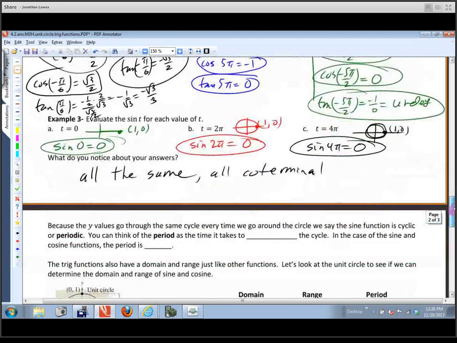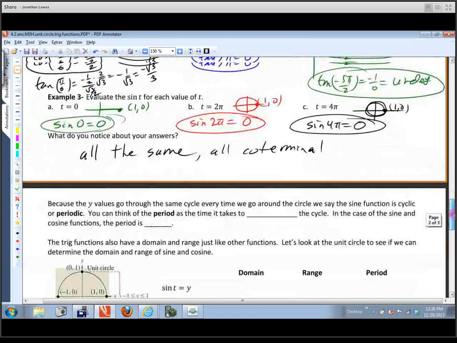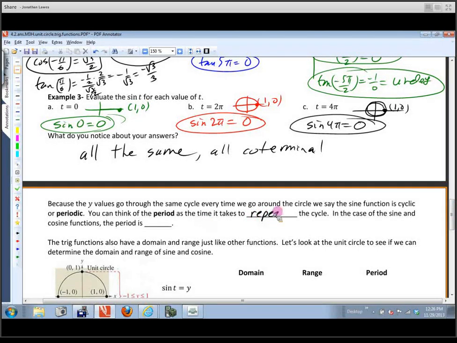Because of that, we end up with something called a cyclical function or a periodic function. And you can think of a period as the time it takes to repeat a cycle. So in this case, the y coordinates start off at 0. They get big, they get all the way up to 1, they shrink back down to 0, then they go negative, and then they hit 0 again, and then they just continue doing that over and over and over again.